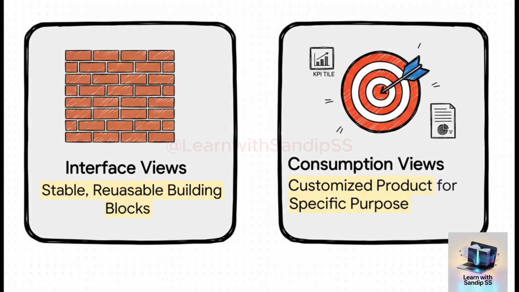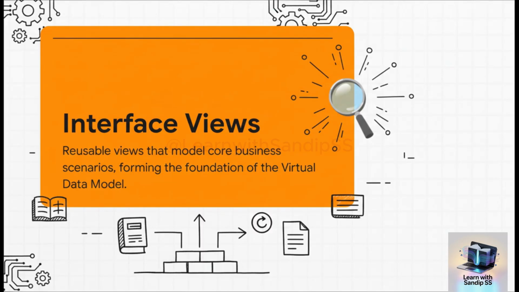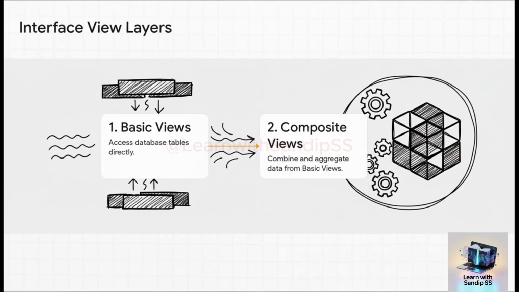Okay, at a high level, the model is really split into two main categories. You've got interface views and consumption views. You can pretty much think of interface views as the stable, reusable building blocks, and the consumption views as the final, customized thing that you actually use for a report or an app. Let's start with that foundation, the interface views. These are kind of the unsung heroes of this whole model. They're designed to be a super stable, reliable base, representing core business stuff like journal entries or cost centers. This means developers can build on top of them without having to worry that the ground is going to shift underneath them. And even these interface views have their own two sublayers.